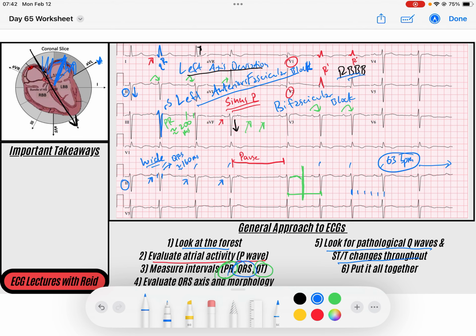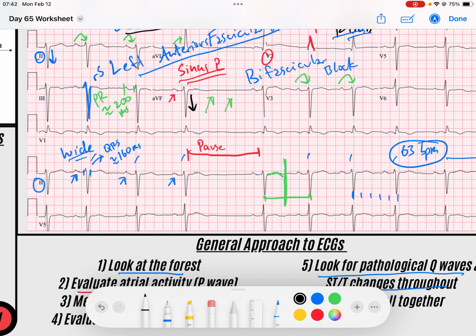So the last thing we need to do is evaluate this pause. We said we had a pause. So what is our differential for pauses? We could have a sinus node that has just stopped. We could have a sinus node that beat early and didn't conduct.